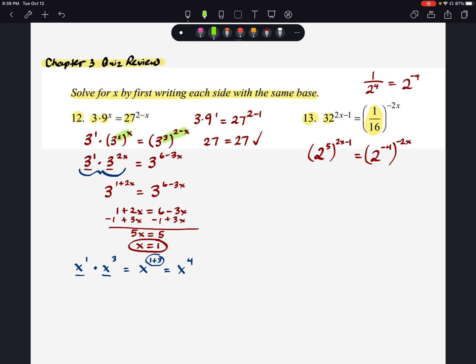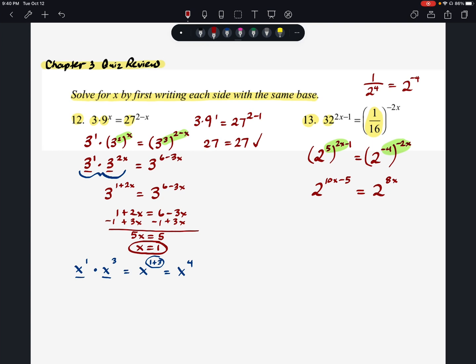And now we're back to that same property, raising a power to a power, we can multiply. So we have 2 to the power of 5 times 2x would be 10x minus 5. And that should equal 2 to the power of negative 4 times negative 2 would be 8x. And now again, since our exponents need to be equal, we're going to just set them equal and solve to see what value of x would do that for us.